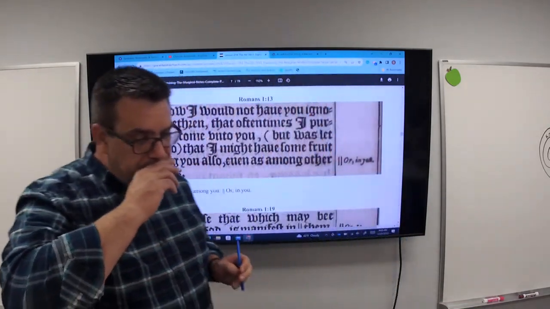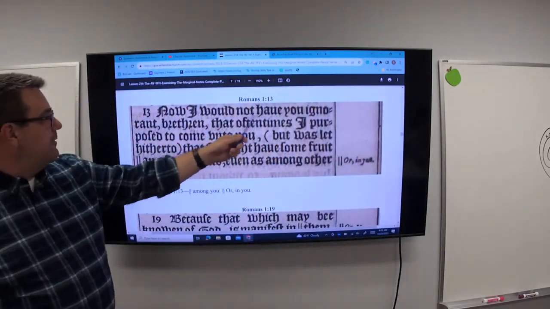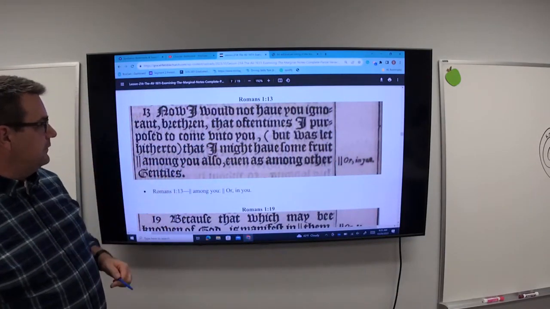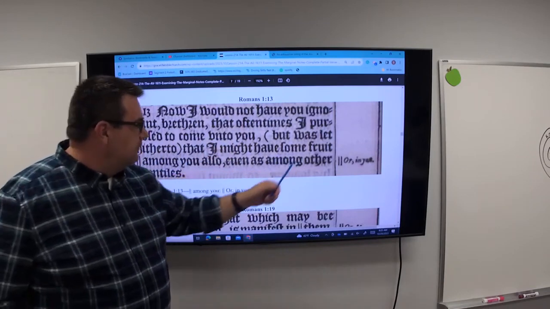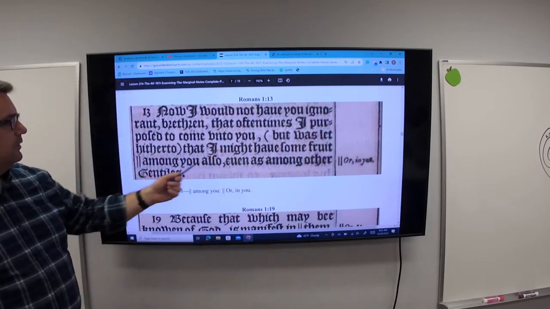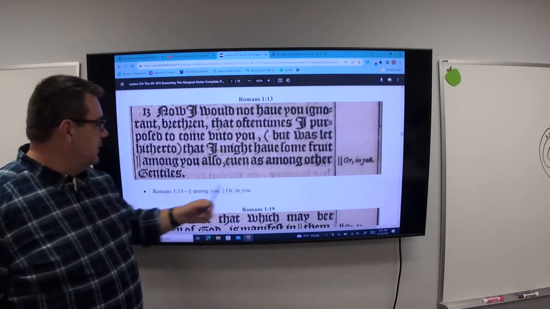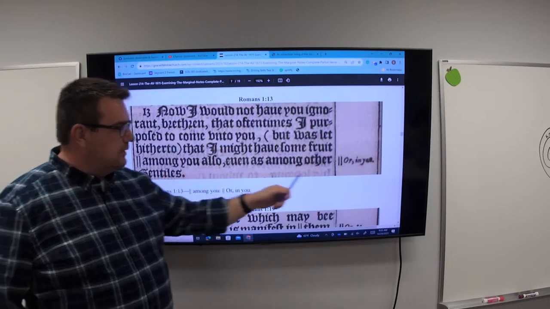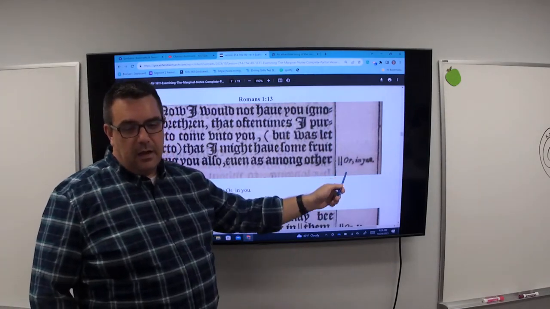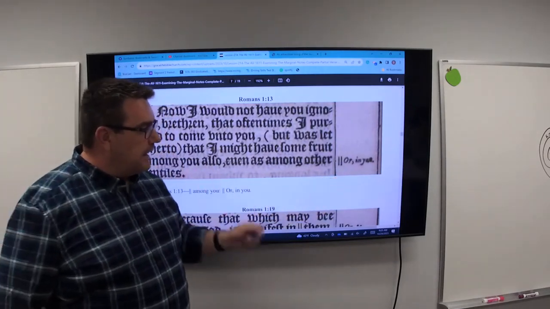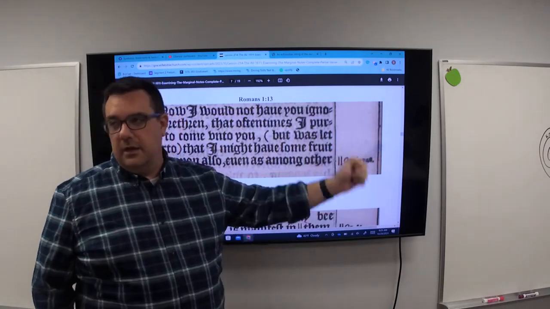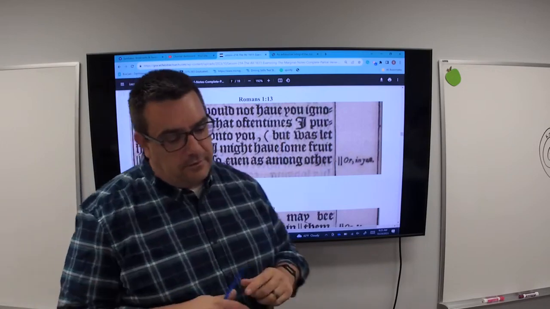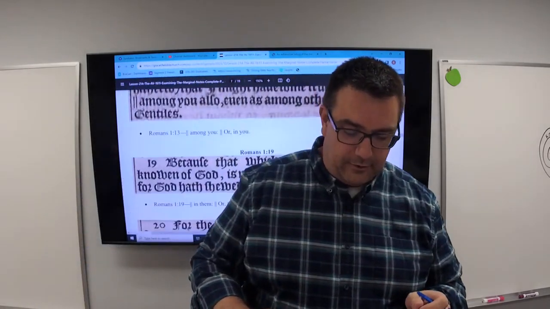Verse 13. Now I would not have you be ignorant, brethren, that oftentimes I purposed to come unto you, but was let hitherto, that I might have some fruit, double vertical lines, among you also, even as among other Gentiles. Okay? So you follow the double vertical lines of the text to the double vertical lines of the margin, and among you is in the text. The margin says, or in you. Among you or in you, fruit. They're saying that's an alternative English rendering.